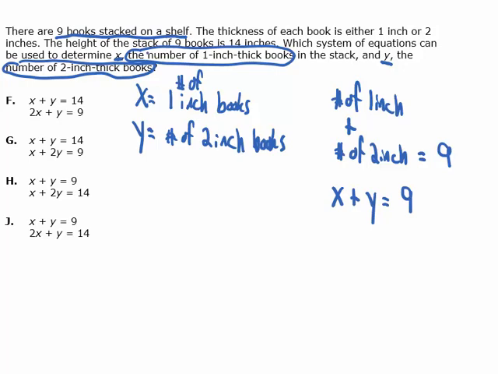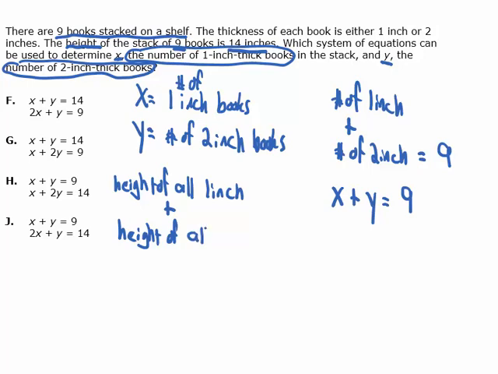Well, let's see if we can find our second equation. The height of the 9 books is 14 inches. Well, what's the height made up of? The height's made up of 1-inch books and 2-inch books. So we could say the height of all 1-inch books plus the height of all 2-inch books has to be equal to a total of 14 inches.